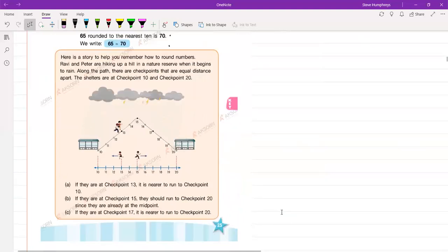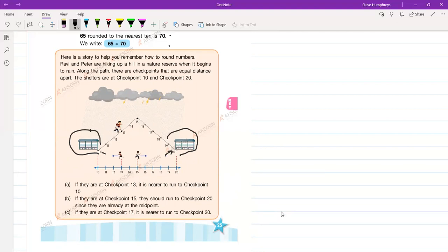Okay, here's a story to help you remember how to round numbers. Ravi and Peter are hiking up a hill in a nature reserve when it begins to rain. Along the path, there are checkpoints that are equal distance apart. The shelters are at checkpoint 10 and checkpoint 20. There's a rain shelter at checkpoint 10. Here's the other rain shelter at checkpoint 20.